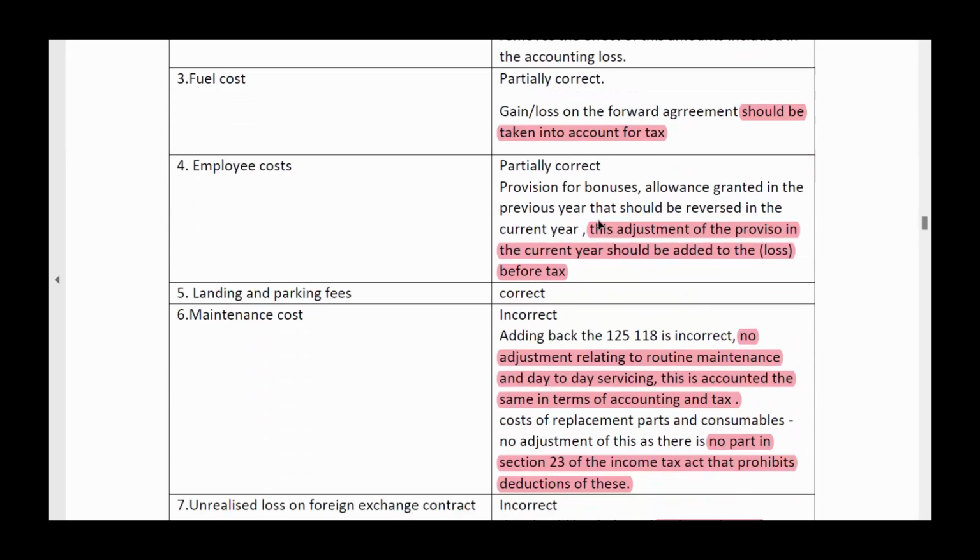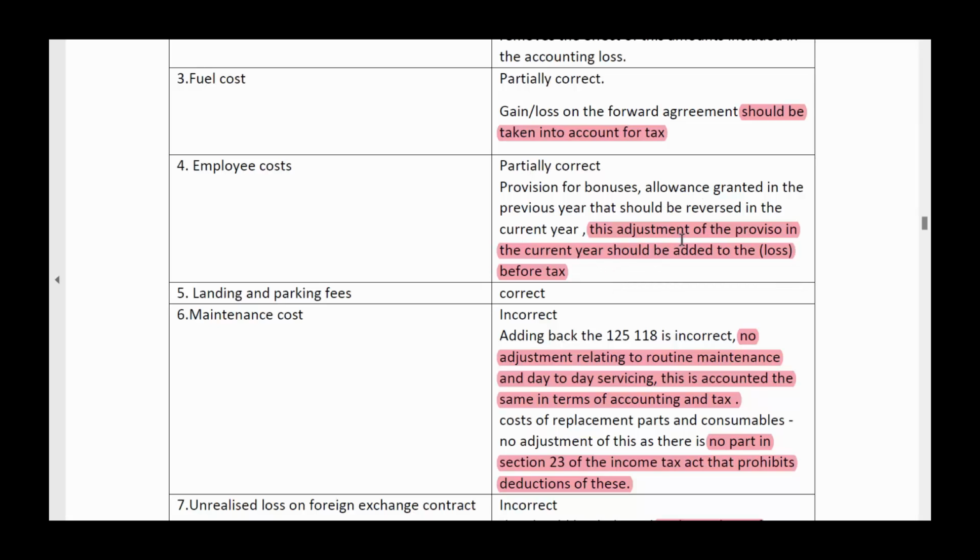The employee cost included a provision for bonuses, and essentially for tax purposes, this is not deductible. So you could go about indicating that by saying you need to deduct the prior year provision balance and then add this year's provision balance, and that would essentially then reverse the adjustment that Julio had made. This candidate talks about the allowance granted in the previous year should be reversed in the current year, and the adjustment of the provision in the current year should be added to the loss before tax.